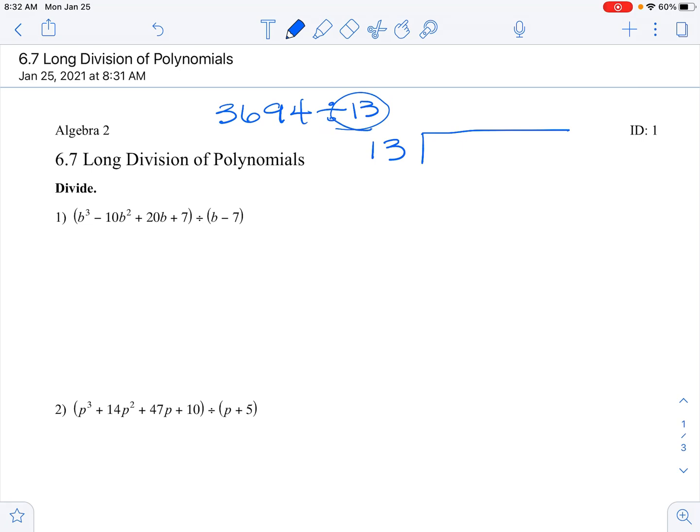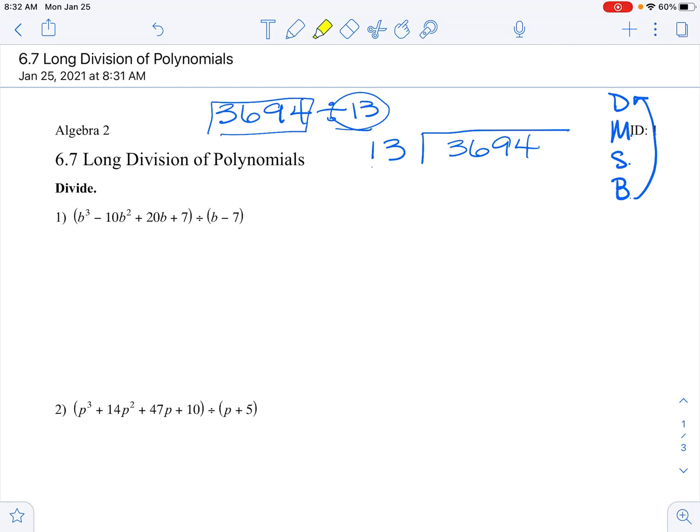13 stays outside the house. The 3694 goes inside the house. So that's the first thing we need to set up. And then we're going to remember we're going to divide, multiply, subtract, bring down. Divide, multiply, subtract, bring down. Repeat. Divide, multiply, subtract, bring down.